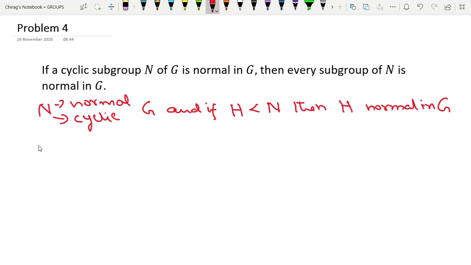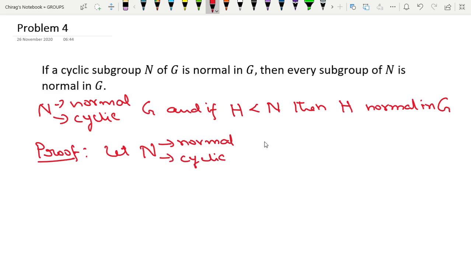Okay. Now proof. Let N be both a normal and also a cyclic subgroup of G. Now let H be a subgroup of N.